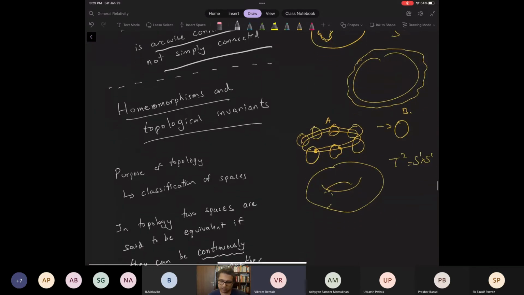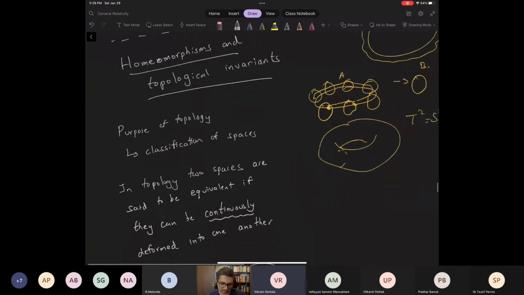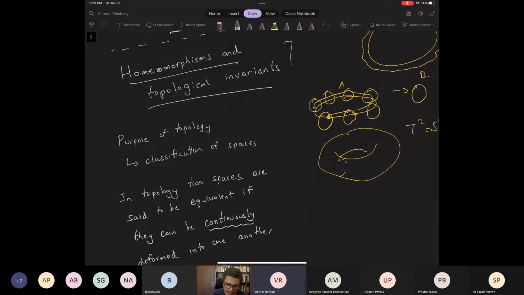Okay, so now I'll just come to this last concept, and I might go a bit over time today. This last concept is probably the most important one that we need about topological spaces, which is that the purpose of topology is really to classify different spaces. Like, is a donut different from a sphere? Is a sphere different from R2? Topology gives you a way to classify these different spaces.